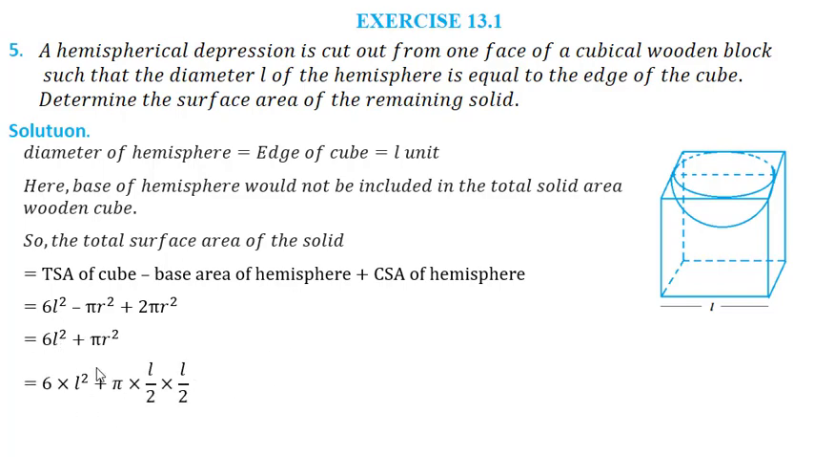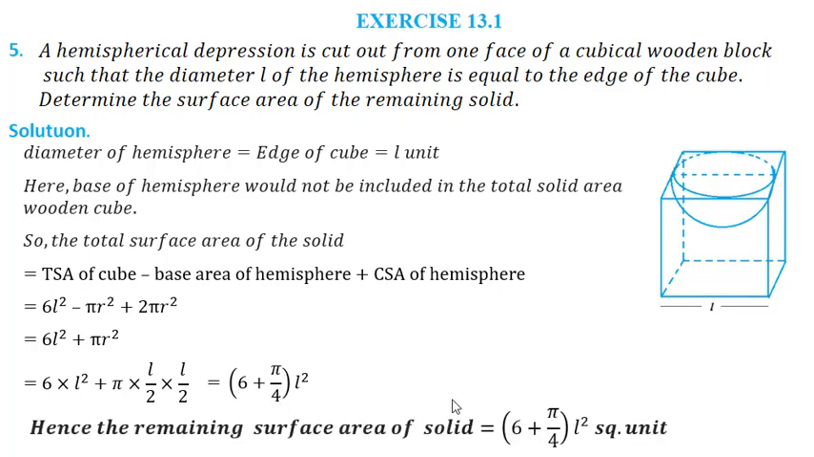Now I will put the value of r. So it is 6L square plus pi into L by 2 into L by 2. So I will take L square common and get the result as 6 plus pi by 4 into L square. So I will say that the remaining surface area of the solid is 6 plus pi by 4 into L square unit. Here they have not mentioned any unit, so I have written square unit.